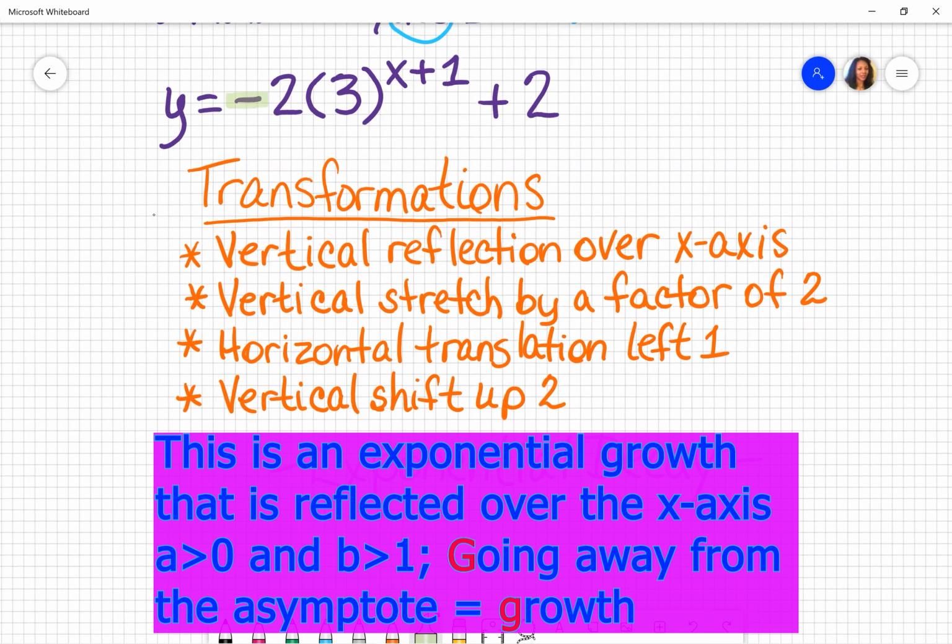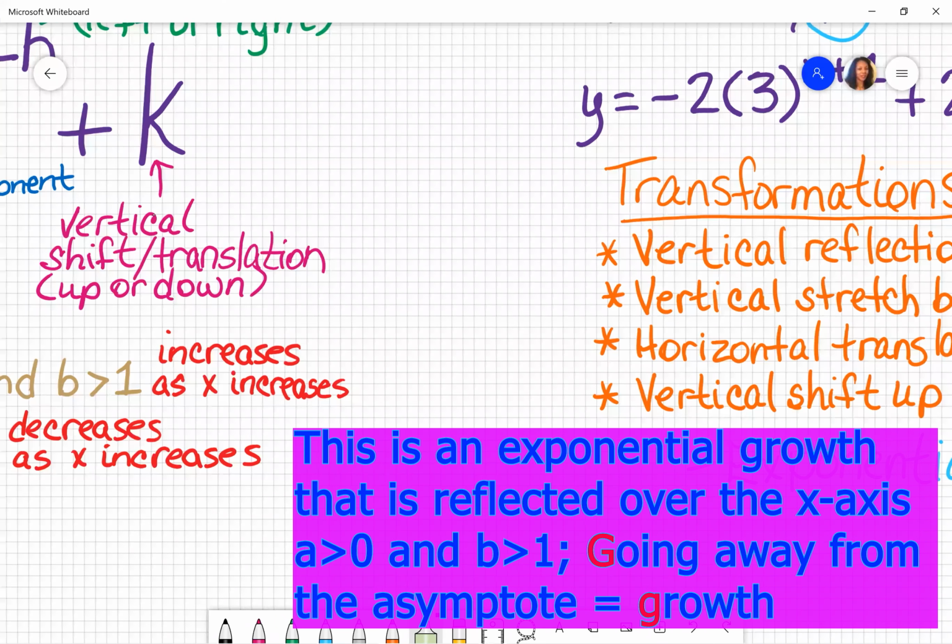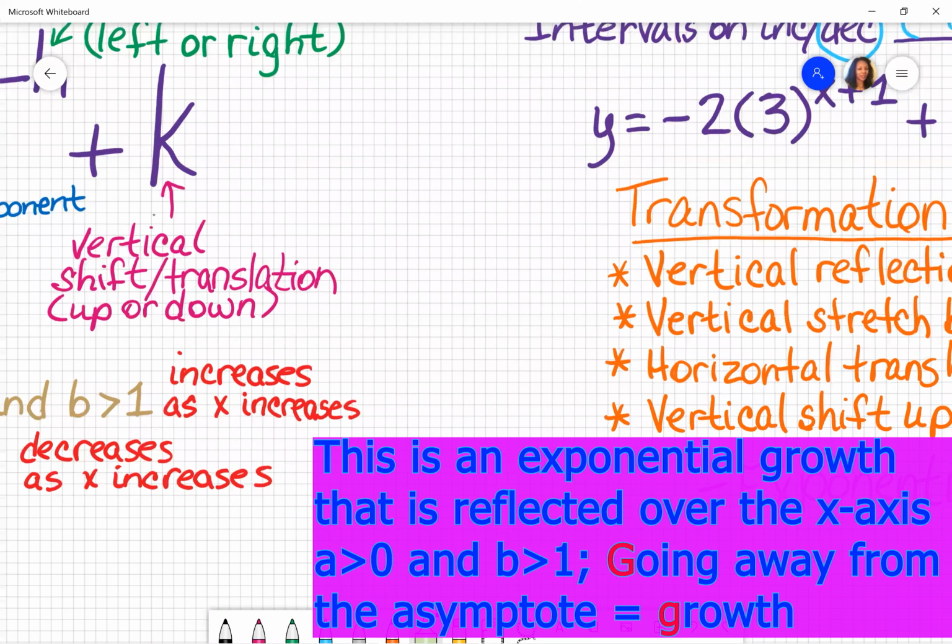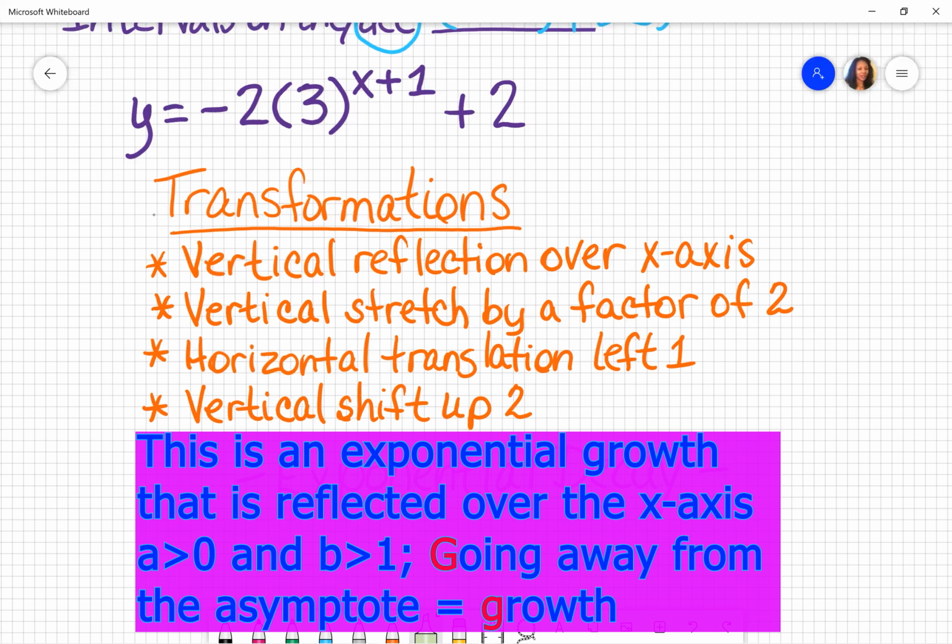And let's just say you wanted to know what the transformations were. What I would look at is left to right. I have a negative sign in front of my number. That's a vertical reflection over the x-axis. If I forget all of this, I can just go back and look at my notes. And if I am trying to figure out what this number represents, well, that's a vertical stretch by a factor of 2 because there's a number 2 there.